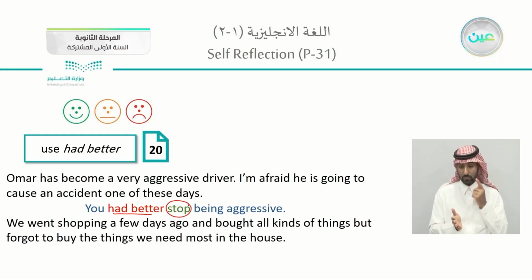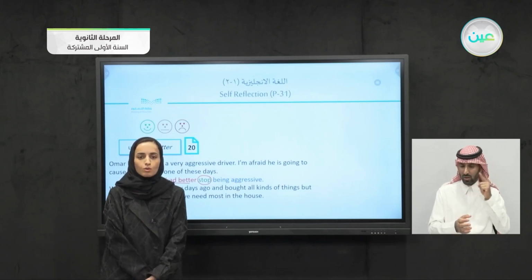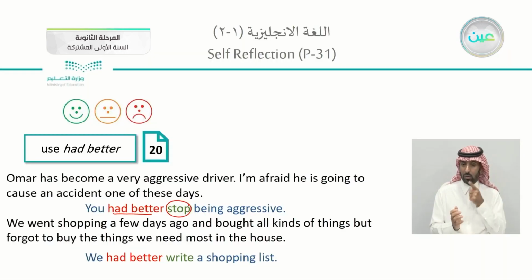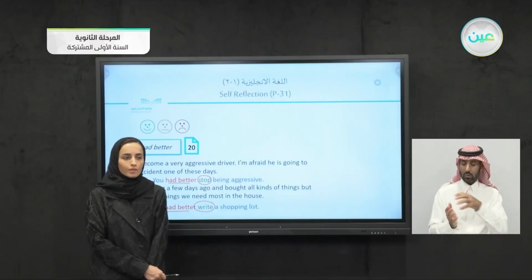We went shopping a few days ago and bought all kinds of things, but forgot to buy the things we need the most in the house. So I forgot some items that I need from the grocery when I went shopping. What would we tell? Let's use had better. You had better write a shopping list. So we have used had better and the base form of the verb write. You had better write. Okay?